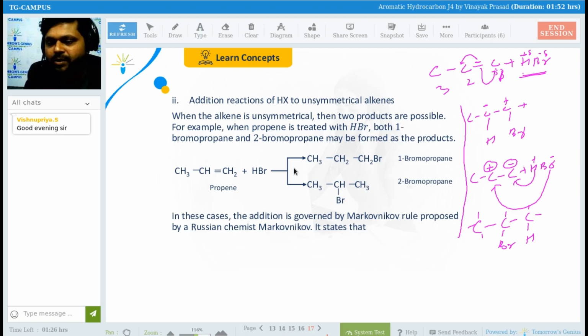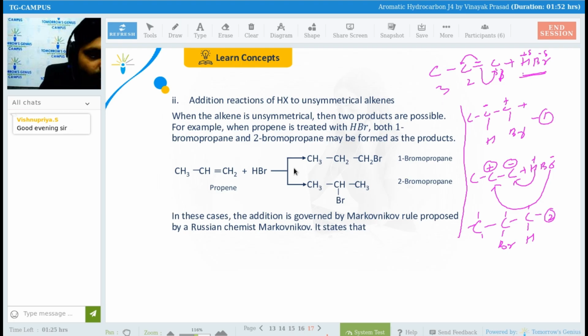This is the addition product. Now you may ask me one question: sir, you have done two ways, so which one is better? Getting my point? Anyone who can tell me which one is better? This is the first and this is the second one. Which one is better?